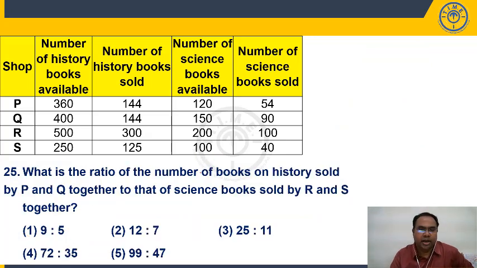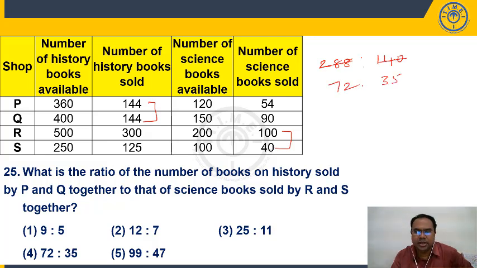Question number 25. Ratio of number of history books sold by P and Q, 288, to that of science books sold by R and S together. R and S science books is 140. So 288 to 140 is 72 is to 35. Now the ratio 72 is to 35 is present in the fourth option.